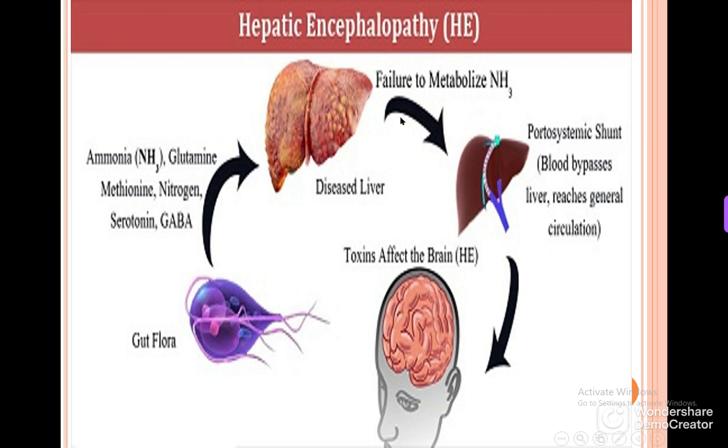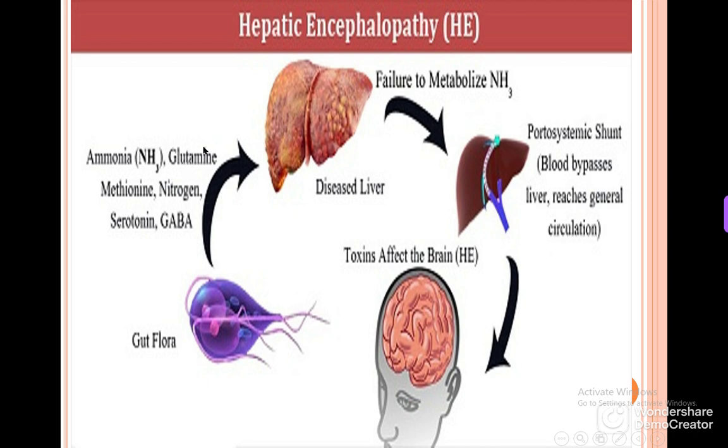Now this is another elaborated diagram. It's interesting here. Gut flora plus proteins you have absorbed, taken by mouth, are abnormally converted into ammonia, glutamine, methionine, nitrogen, serotonin, GABA, benzodiazepine-like substances, mercaptans, etc. They are catabolized, but not properly, because these substances do not go to the correct path.